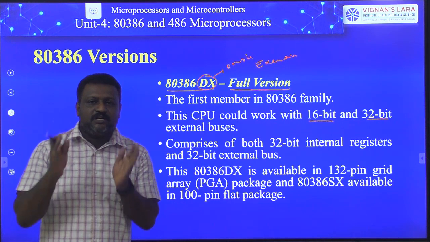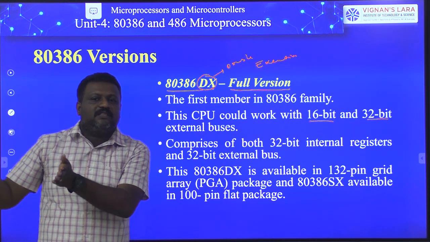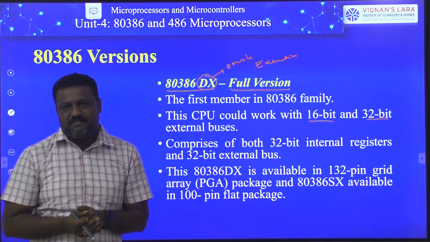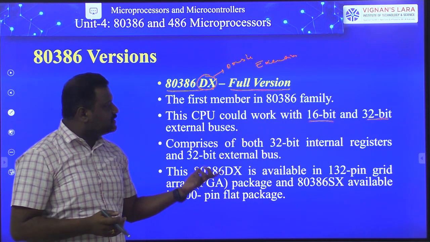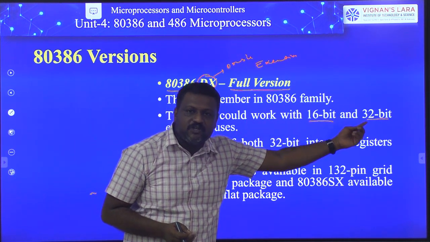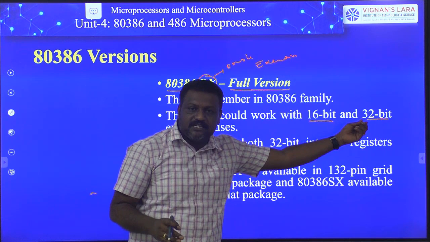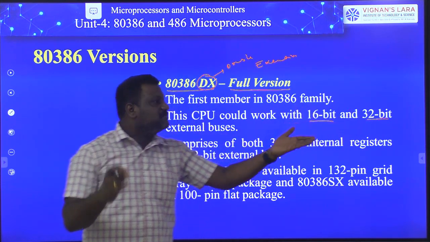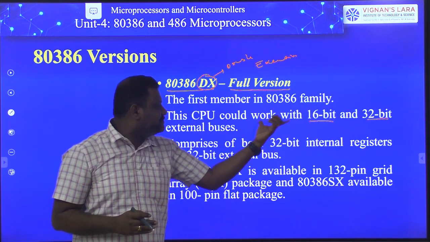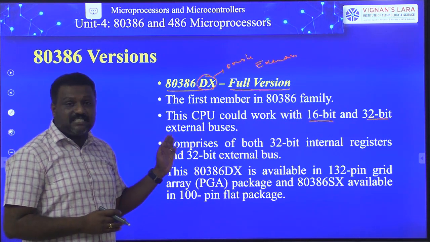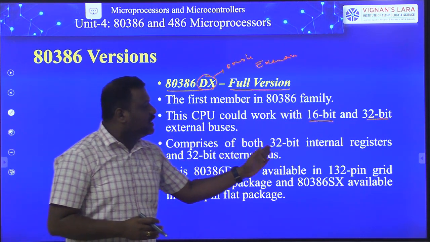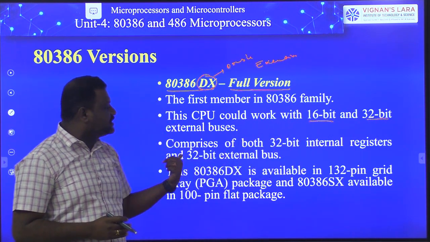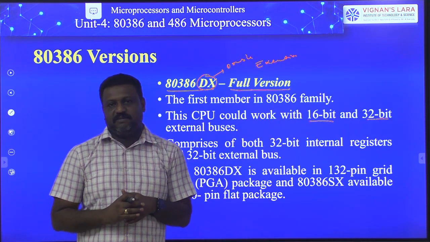That is, it depends on your processor communicating with the IO device as well as a memory element. So here the maximum data lines the 80386DX can use is 32, and the minimum is equivalent to 16 bits. That's the meaning of this. Next, it comprises both 32-bit internal registers and a 32-bit external bus.